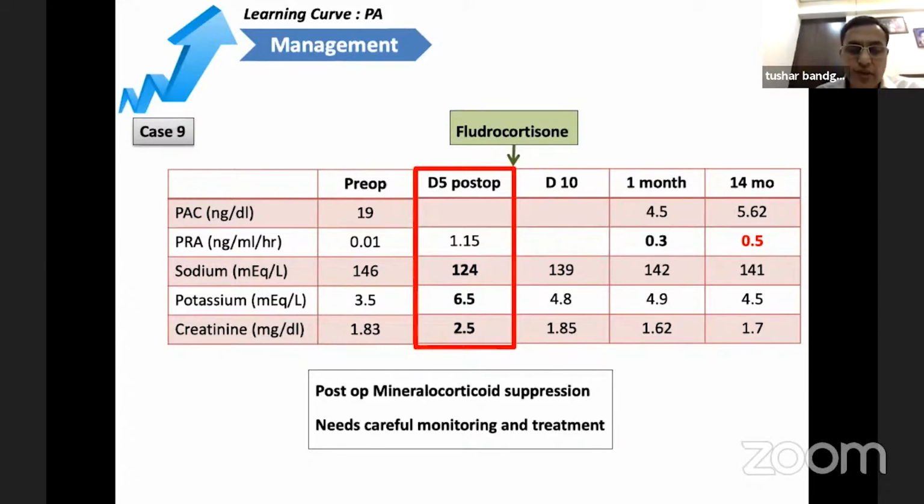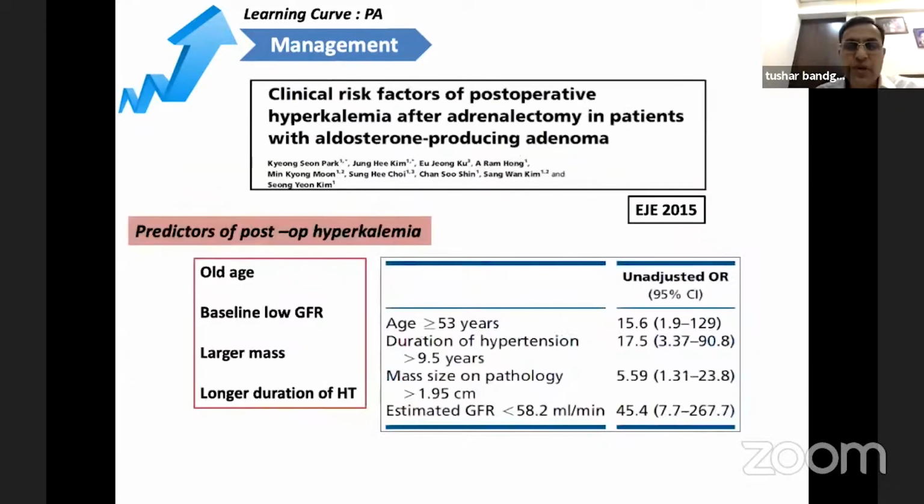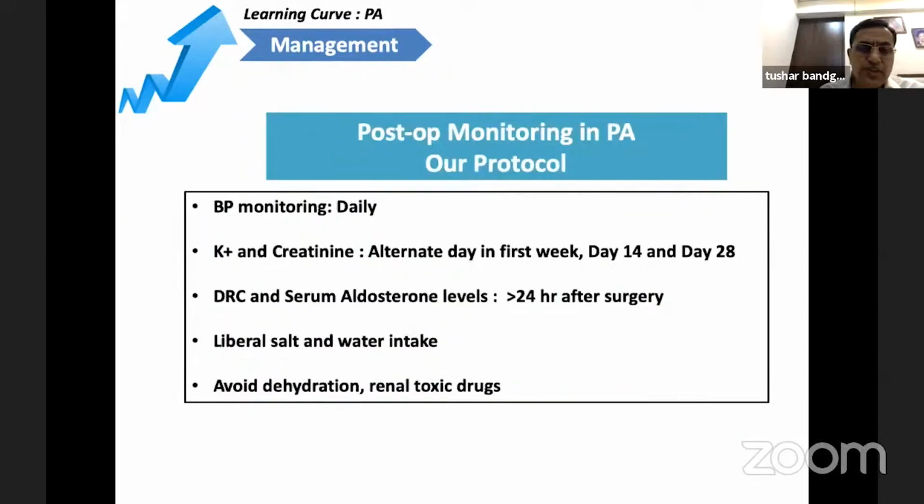This is a reality. It could be transient, or it could be a prolonged mineralocorticoid suppression. So what are the factors which can predict post-op hyperkalemia? Old age, baseline low GFR, larger mass, and longer duration of hypertension can predict that. So we have a post-operative monitoring protocol in our hospital, where we do daily monitoring with blood pressure, potassium, and creatinine, almost on alternate days for the first week, and then once a week.